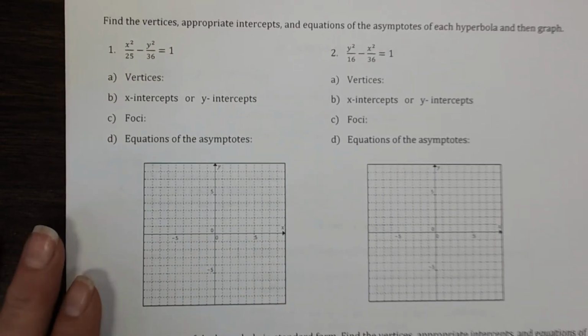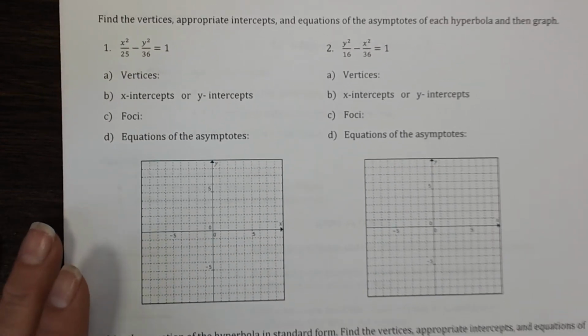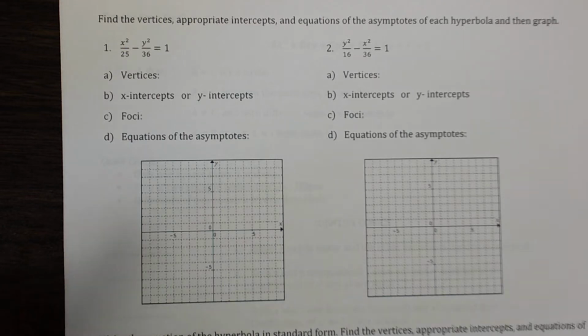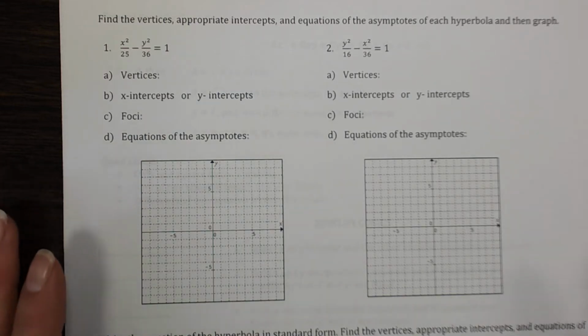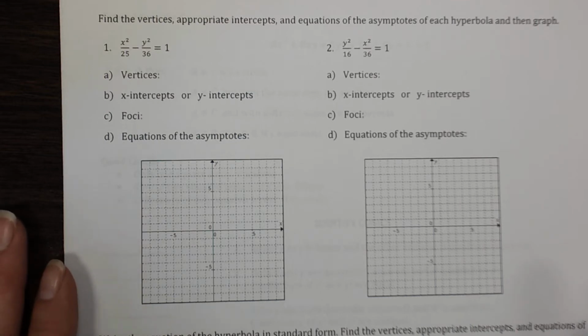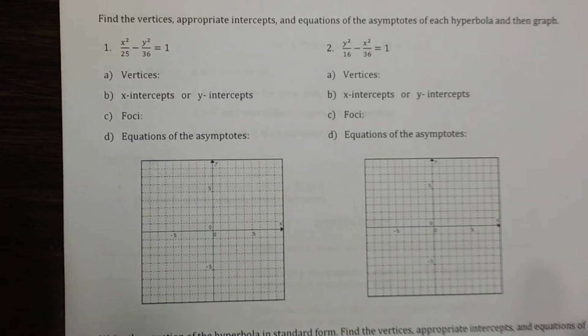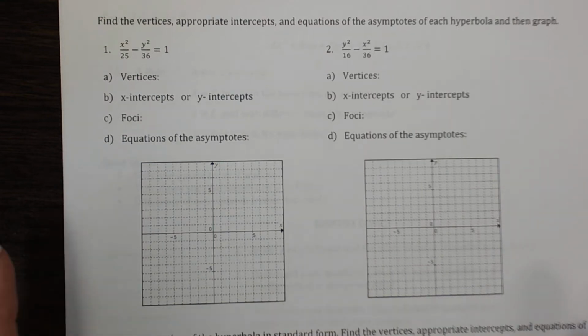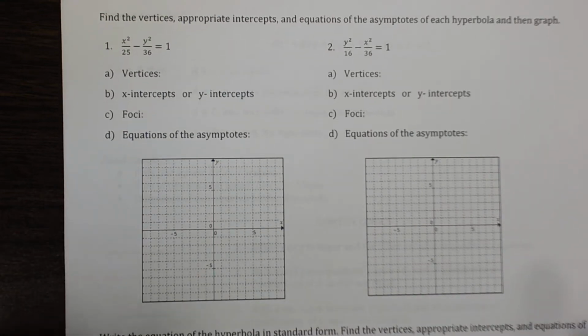Okay, so the other thing I want you to pay attention to here is that for hyperbolas, we are always going to use 0, 0 as our center. These get a little messy, so we're going to just keep it simple like that and let 0, 0 be the center for all of these hyperbolas. All right, so the first thing we're going to do is find the vertices, decide whether we have x-intercepts or y-intercepts, find the foci, and then write the equations of the asymptotes.